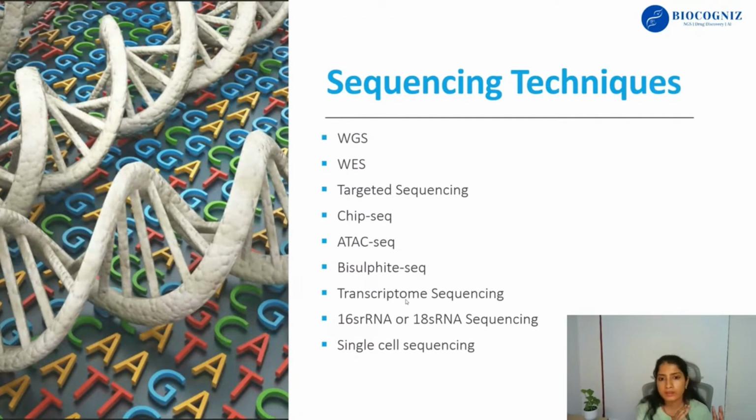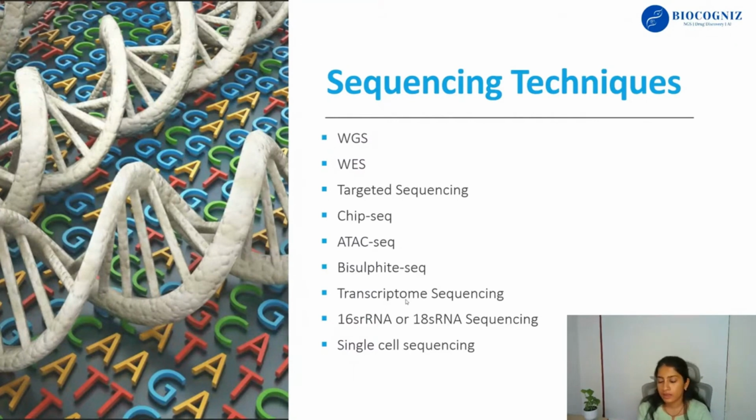For DNA, the commonly used techniques are whole genome sequencing, whole exome sequencing, and targeted sequencing. All of these are to understand certain parts of our genetic or DNA material. Whole genome sequencing tries to understand the composition of our entire genetic material present in our cells, whereas whole exome sequencing is just to understand the coding part of our DNA.